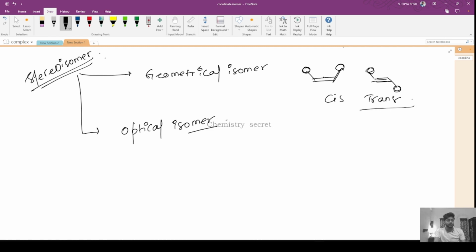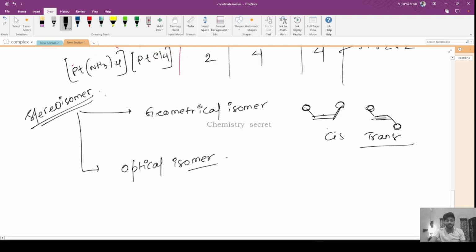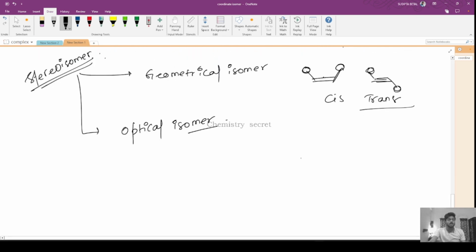Optical isomer we will discuss later. First we take some examples of geometrical isomer. In this topic, the questions that come are like: what is the number of stereoisomers present in this complex, what is the number of geometrical isomers present in this complex, what is the number of optical isomers present in this complex, and also which of the following examples is optically active. This type of question comes in competitive exams.